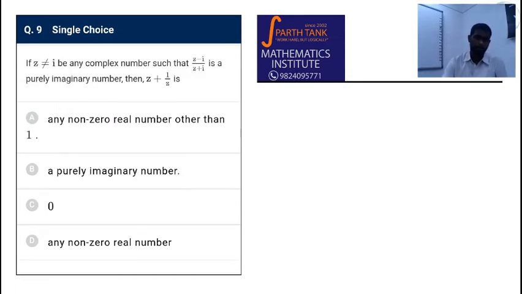Question number 9. Let z, z not equal to i, be a complex number such that mod of (z minus i) by (z plus i) is a purely imaginary number. Then z plus 1 by z is how much? What they have given is, this is purely imaginary. So the real part of this number is 0.